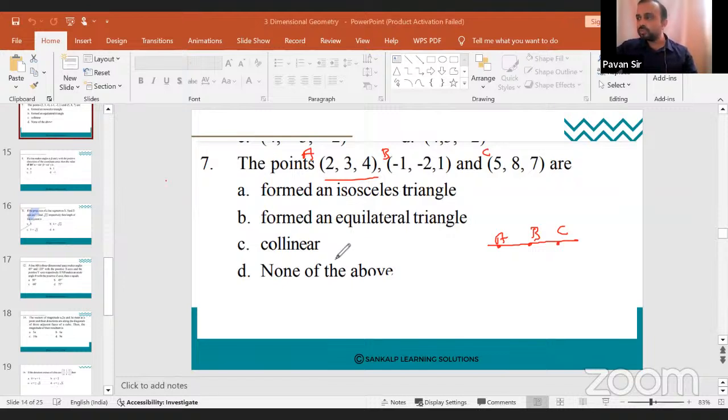So Aishwarya, who came from the YouTube channel, has given C as the answer. Let me try to understand this and get the answer. Still there is time, try to solve it fast.